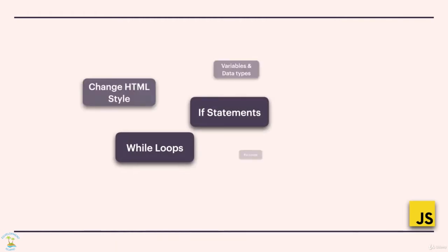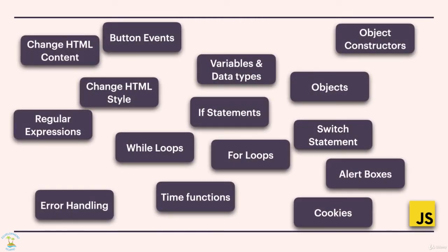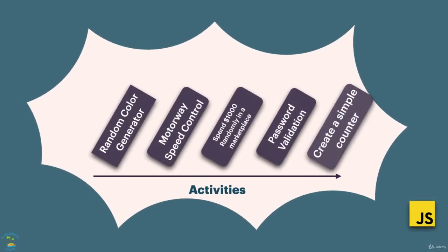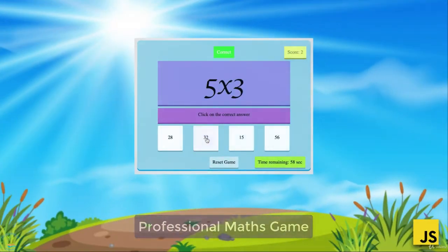Then you will move to JavaScript and use it to add interactivity to your websites. By the end of this chapter, you will go through many activities, including creating a random color generator, creating a motorway speed control, and much more. You will also create a full professional maths game checking how well users know their multiplication table.